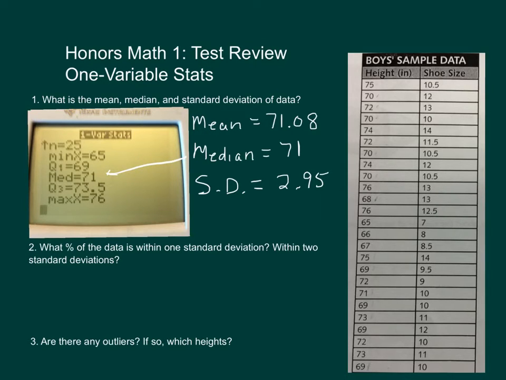All right. Number 2, it says what percent of the data is within 1 standard deviation, within 2 standard deviations. Actually, on the test, I didn't realize when I made this that it's only asking for 1 standard deviation, so I'm actually going to get rid of the 2 standard deviations. So, when it says within 1 standard deviation, it's asking 1 standard deviation of the mean. All right? So we have the standard deviation, we have the mean. So I'm going to write the mean down.